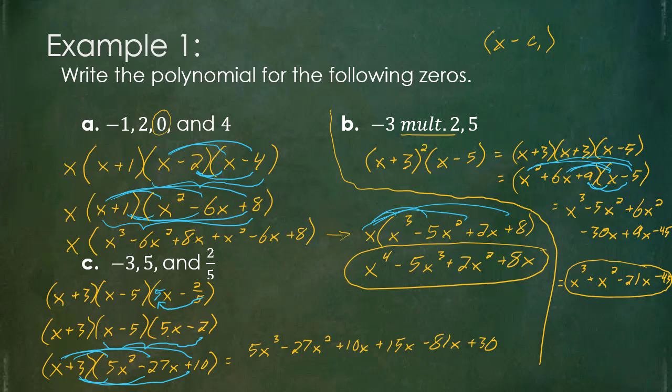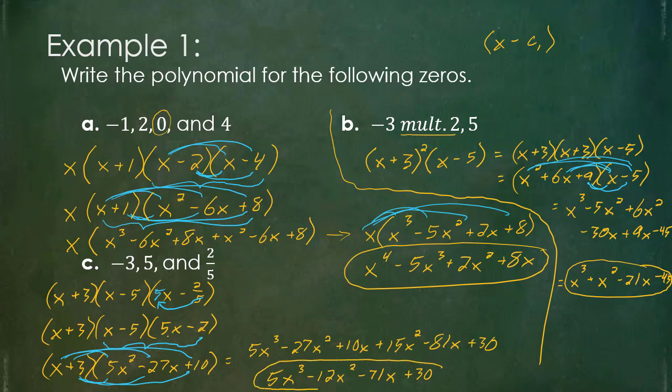So again, a couple of like terms. There's only the one x cubed term. There's a couple of x squared terms. I think I forgot the x squared on that 15. My apologies. So I've got negative 27 plus 15, which would give me a negative 12x squared. And I have a positive 10x and a negative 81x, which would combine to give me negative 71x. And then the plus 30 at the very end.